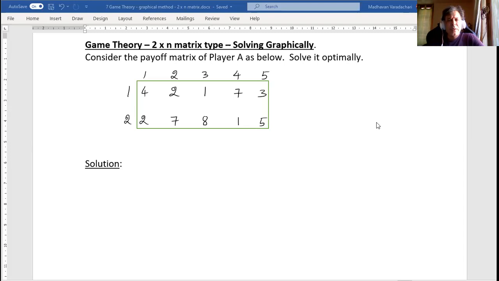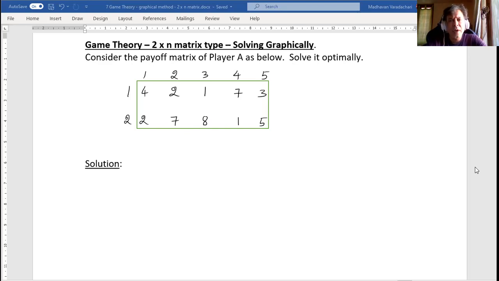Now, in this particular problem, consider the payoff matrix of player A as below, solve it optimally. We may not be able to reduce the matrix to a 2 by 2 matrix. So we will be doing a graphical method only to solve this problem. We'll see how we go about it.